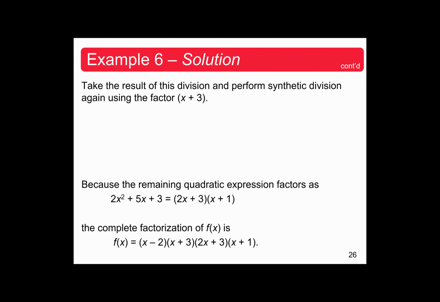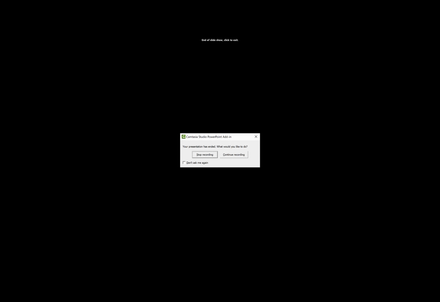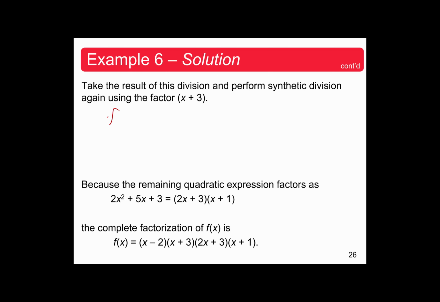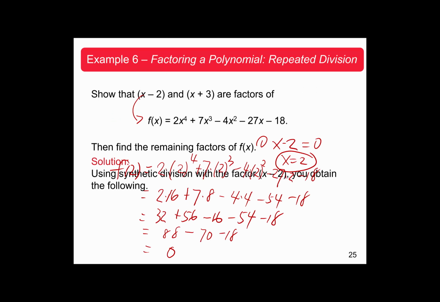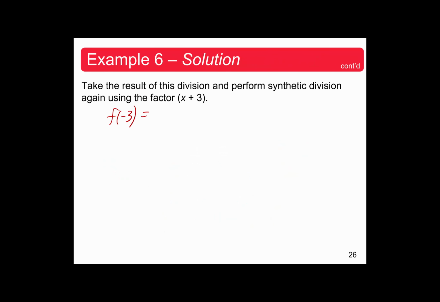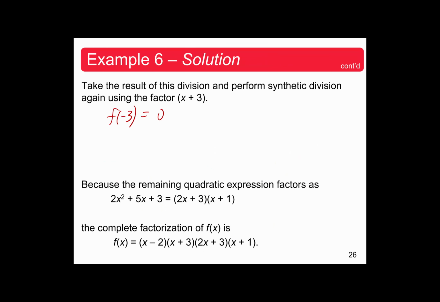Similarly, for x plus 3, we do the same thing. We just find out what f of negative 3 is. So we plug into the function and then verify that the result should be equal to 0. Right? As soon as that's verified, then we know that x plus 3 is also a factor.